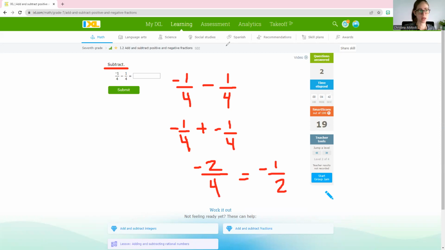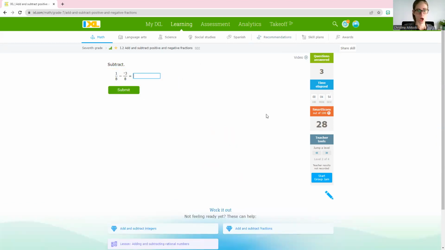Just to prove to you that IXL accepts either answer, I'm going to put in the unsimplified version. And there we go, it still marked it as correct. All right, let's try one more, and then we will look at some with unlike denominators.